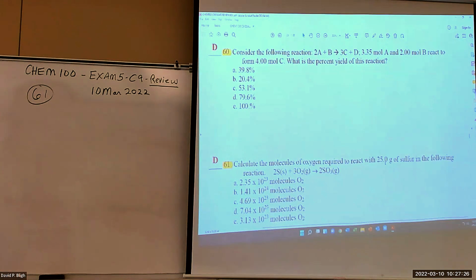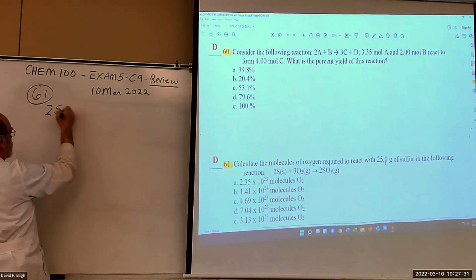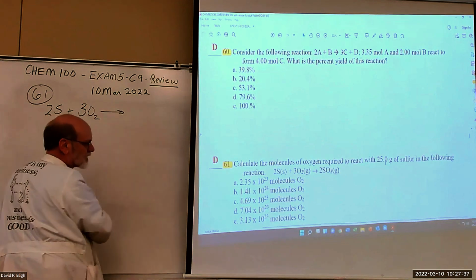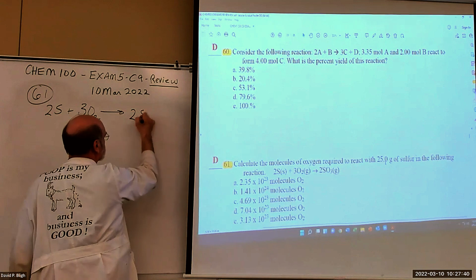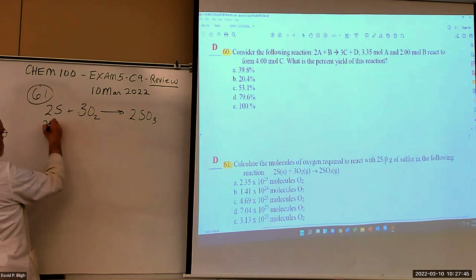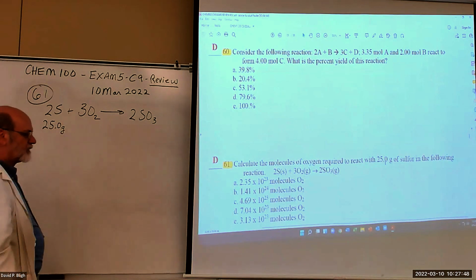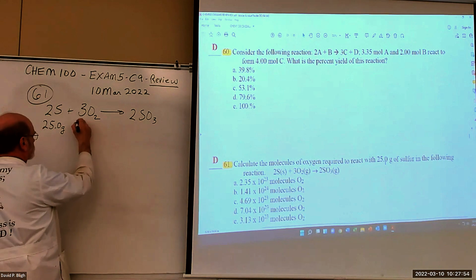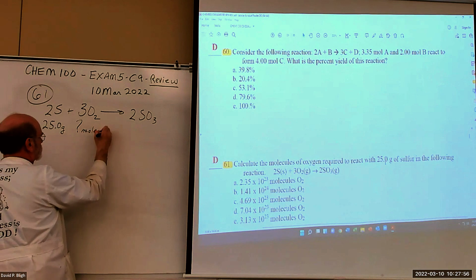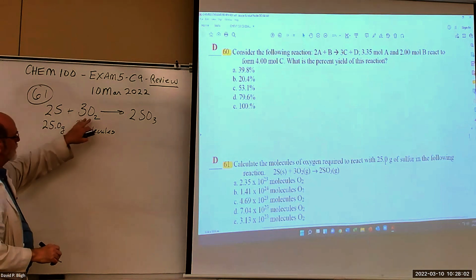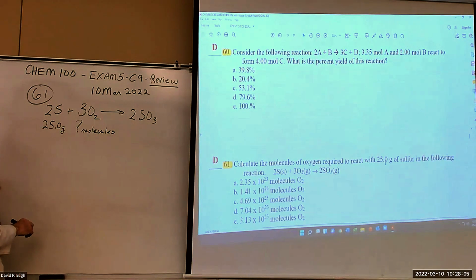Calculate the molecules of oxygen required to react with 25 grams of sulfur in the following reaction. So we have 2 sulfurs and 3 oxygens. Looks like a synthesis reaction. 2SO3. 25 grams of sulfur. And the question is molecules of oxygen. Okay, so we got to find out how many moles of this is to find out how many moles of that there are.